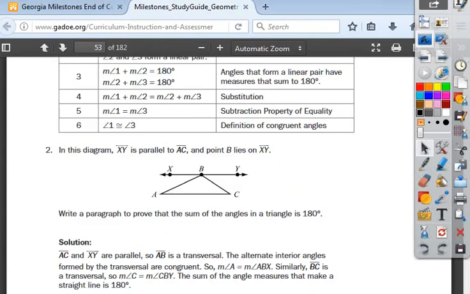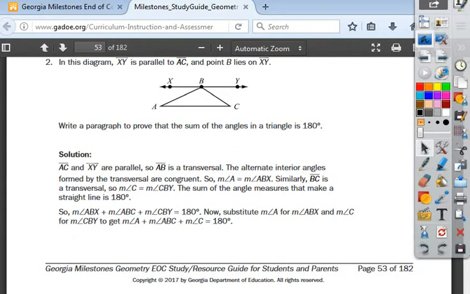Here's that one that we did the other day. How do you know the angles of a triangle are 180? Say that A is the same as this XBA and C is the same as YBC. And then those three at the top make 180 degrees. Do substitution.